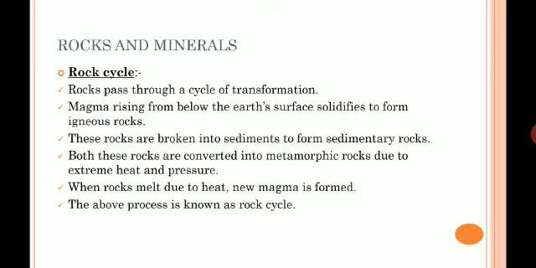These igneous rocks are then broken into sediments to form sedimentary rocks, and both of these rocks, the igneous and sedimentary rocks, are converted into metamorphic rocks due to extreme heat and pressure under the earth's surface. When the rock melts due to heat, new magma is formed, and after that magma rises from the earth's surface and solidifies to form the igneous rock. The above process is known as the rock cycle.